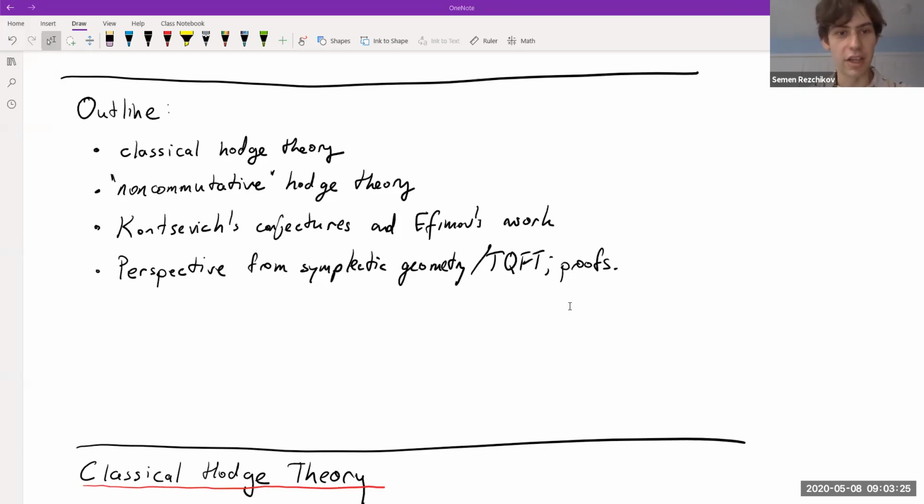Then I'll talk about some conjectures of Kontsevich about what is supposed to happen for smooth or just proper DG categories. It turns out that those conjectures are false, by some explicit counterexamples due to Efimov. Then finally, I'll tell you why they're true for DG categories coming out of symplectic geometry. The arguments that you use to do this lend a TQFT interpretation to these conjectures and clarify what they mean, and to some degree give you a conceptual reason for why they were wrong in the end. So that's the goal. So, all right, let's begin with classical Hodge theory.